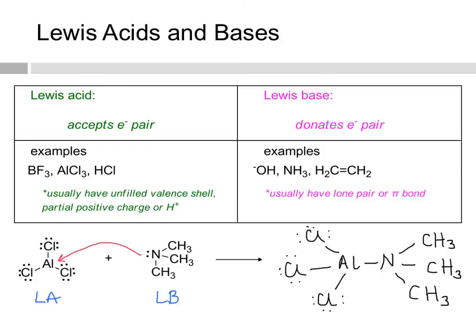And now let's look at our compound. In our compound, aluminum now has 4 bonds, and nitrogen also has 4 bonds. Always remember to calculate formal charges. In this case, aluminum has a negative charge and nitrogen has a positive charge.